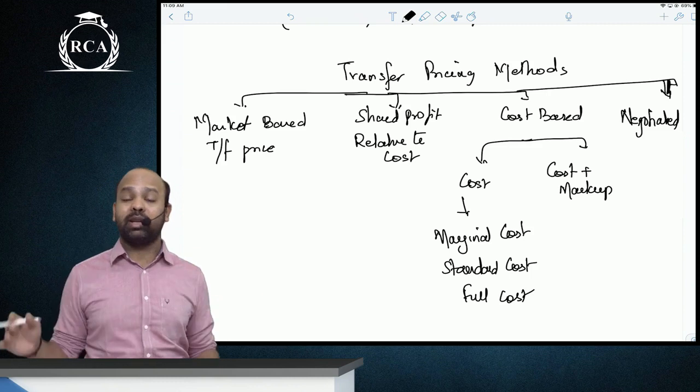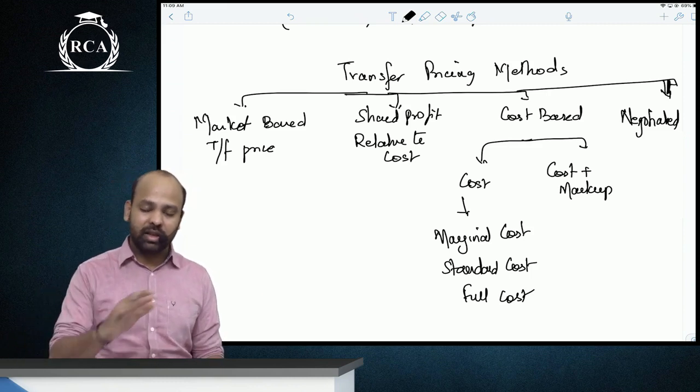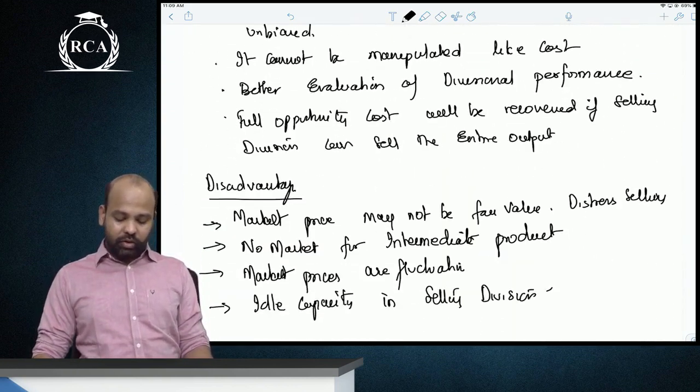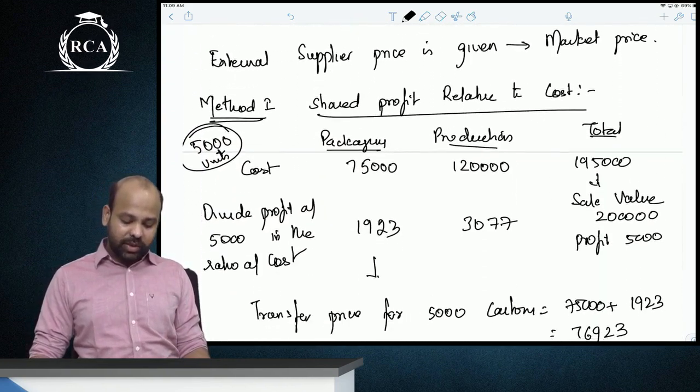After that, I said shared profit in relation to cost. You determine what is the best level of output for the entire organization, guys, and then start distributing profits on the basis of cost. Cost based, I said cost based, guys. There are advantages and disadvantages for cost based.